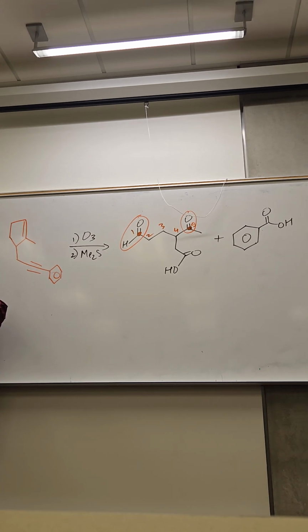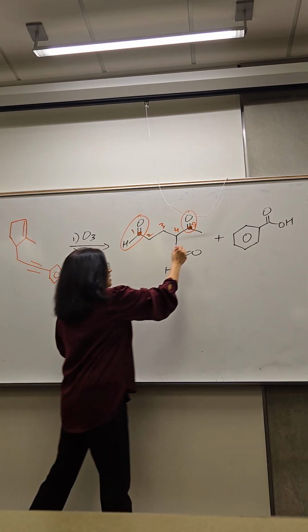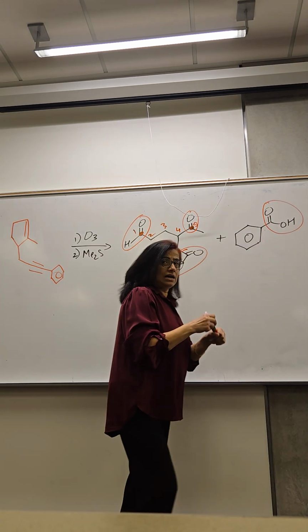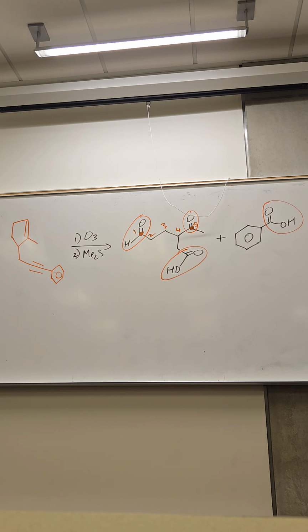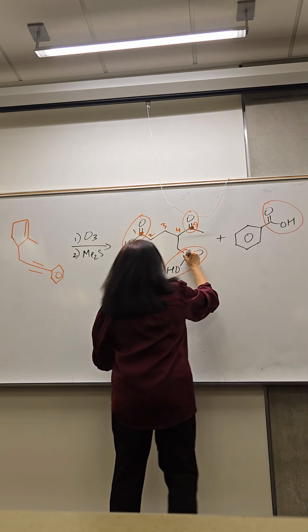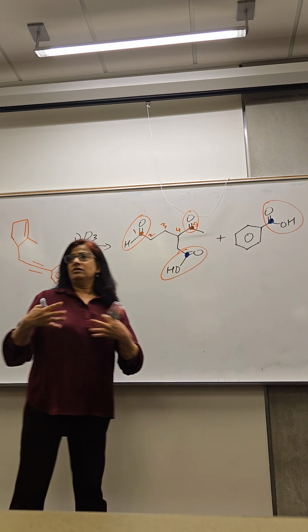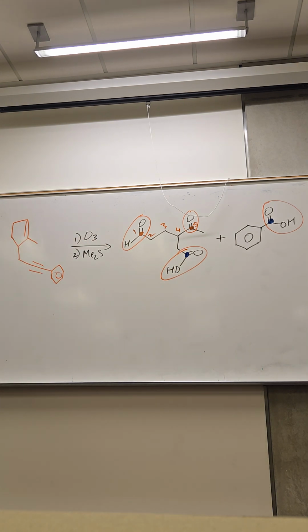Agreed? Everybody? But then wherever there is a carboxylic acid, that must have come from an alkyne, which means that these carbons were connected to each other through a carbon-carbon triple bond, an alkyne.